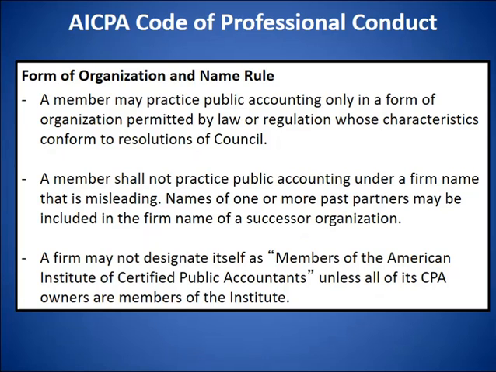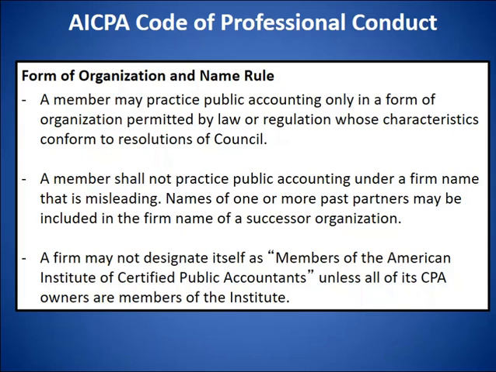Form of organization and name rule. Number one, a member may practice public accounting only in a form of organization permitted by law or regulation whose characteristics conform to the resolutions of the council. That basically means you can practice in any legal form of organization, whether it be a partnership, a limited liability company, whatever is allowed by the state.